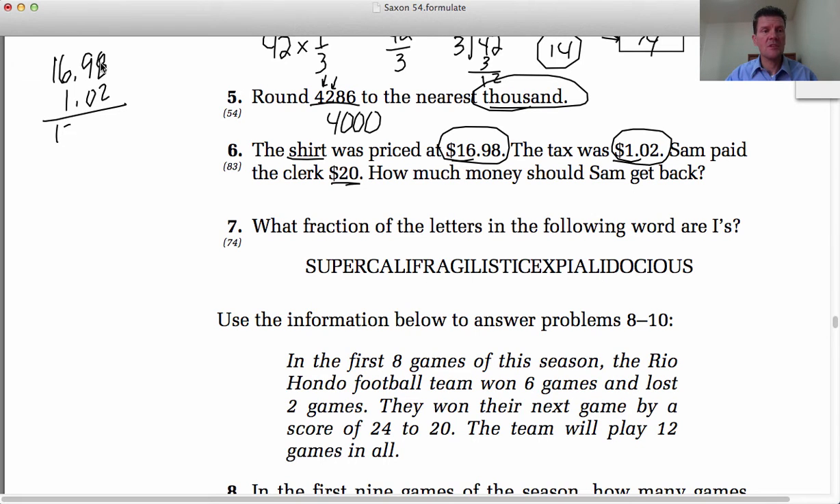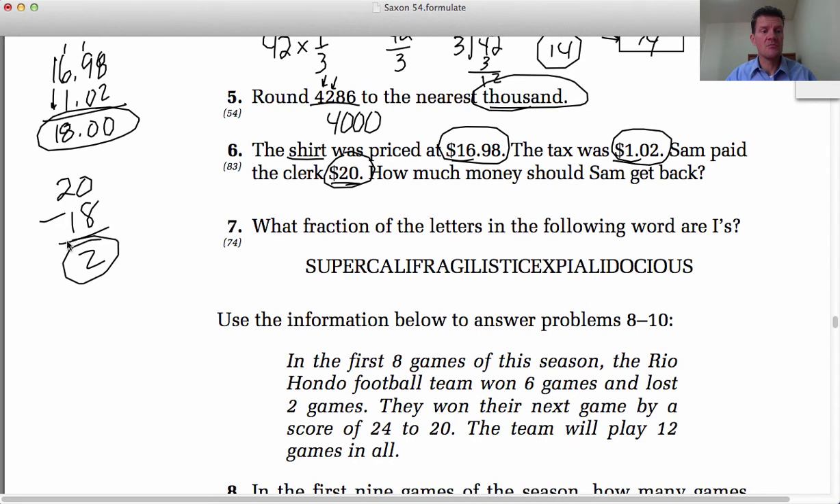That's 17. Oops, sorry. Let's add these. 8 and 2 is 10. Carry the 1. 9 and 1 is 10. And 6 and 1 and the 1 down here. That's going to be 8. And the 1 that's over here, just add that straight down. Bring that straight down. That's $18 total. Well, the clerk gave you 20. So 20 minus 18 is 2.